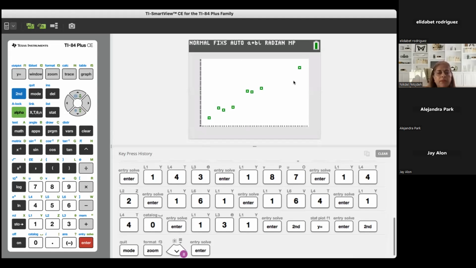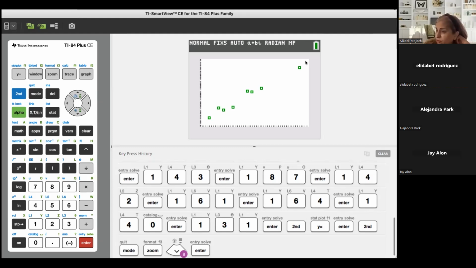I don't see any in the chat, but if you have a question, you can unmute yourself and ask if you'd like. Okay. Now, how do I get the equation? Do you see that these dots are close to each other and they are going upward from left to right? So we have a positive correlation. How strong, I'm not sure yet until I figure out what R is. Okay, how do we get R first?